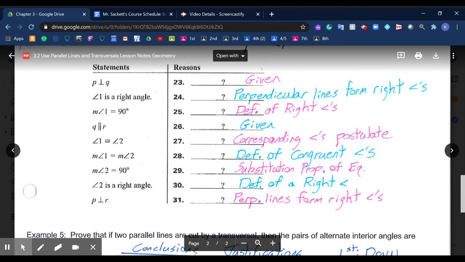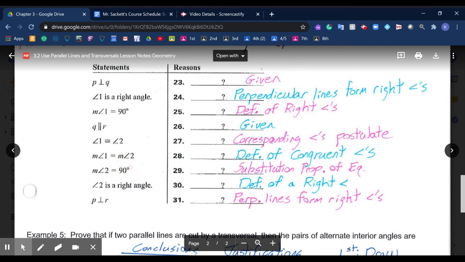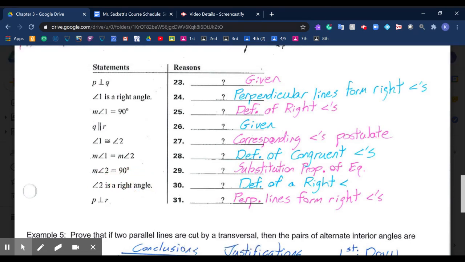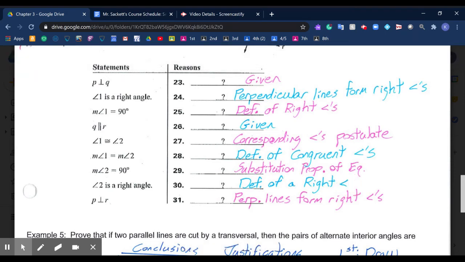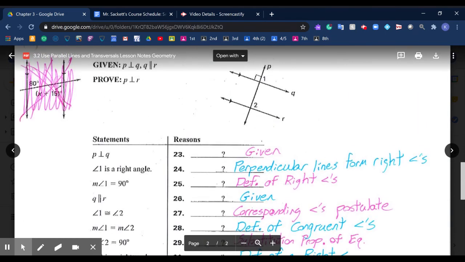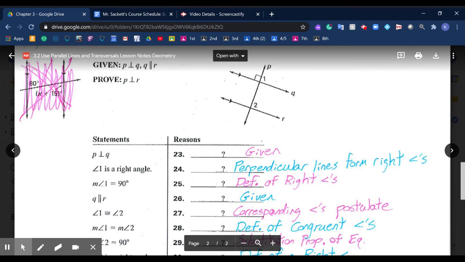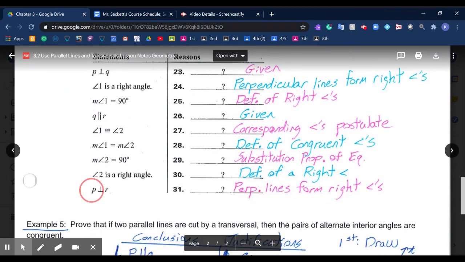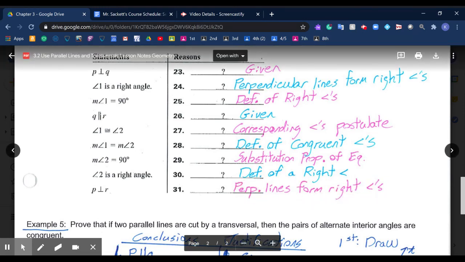And then we have angle 2 is a right angle. So if the measure of angle 2 is 90 degrees, by definition of a right angle, angle 2 is a right angle. So they can make that statement based on the definition of a right angle. And then finally, because we now know angle 2 is a right angle, P and R meet at a right angle, angle 2. So P is perpendicular to R based on that definition of perpendicular lines, or the perpendicular line theorem, that perpendicular lines form right angles.